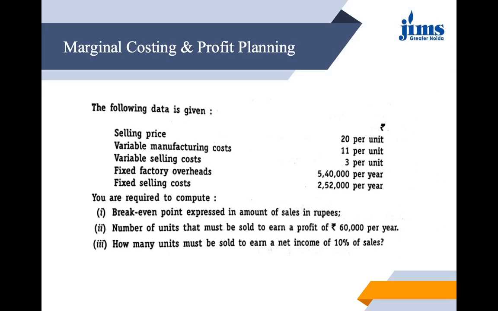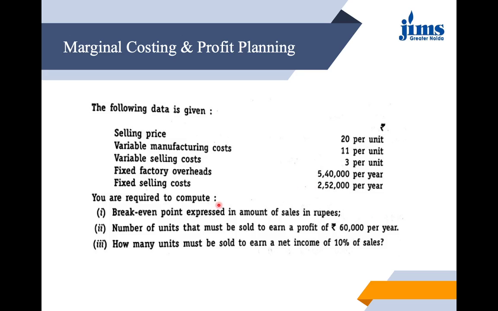The data is given to us. Selling price is given as rupees 20 per unit. Variable manufacturing cost is given as rupees 11 per unit. Variable selling cost is given as rupees 3 per unit. Then fixed factory overheads are 5,40,000 per year. Fixed selling costs are 2,52,000 per year.